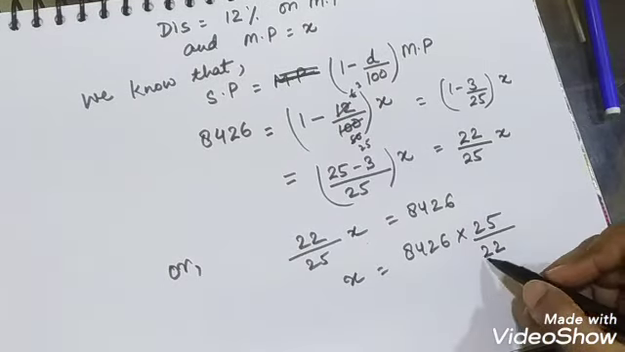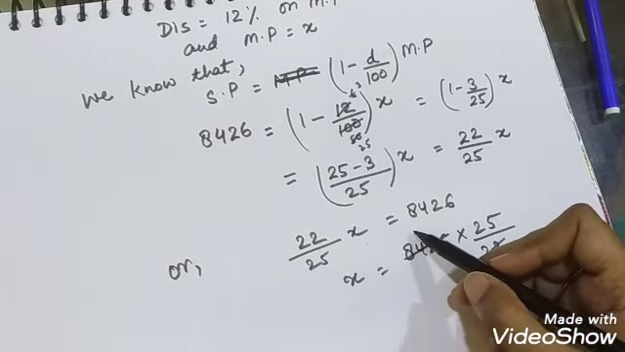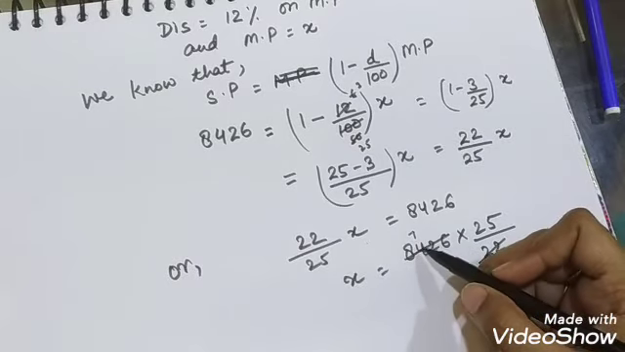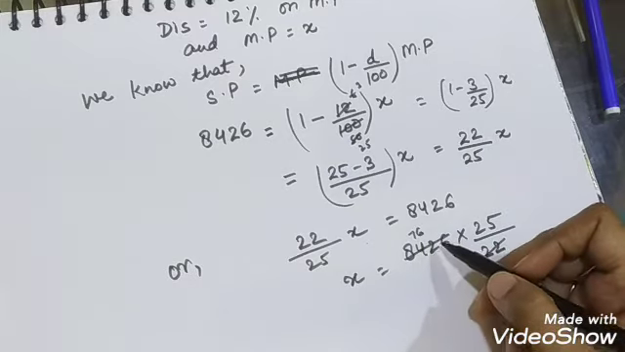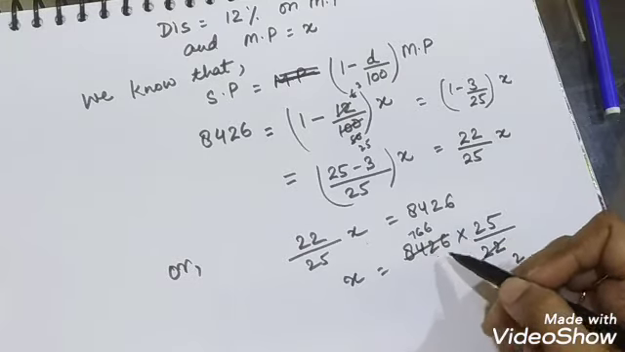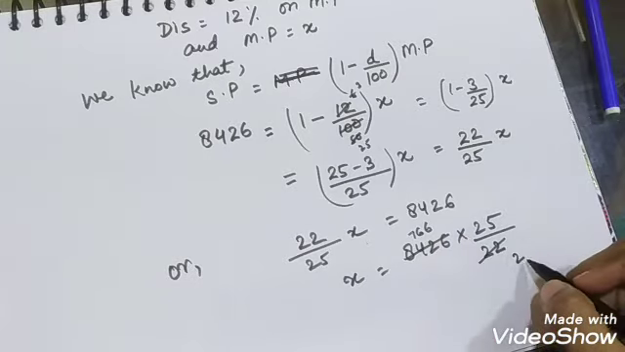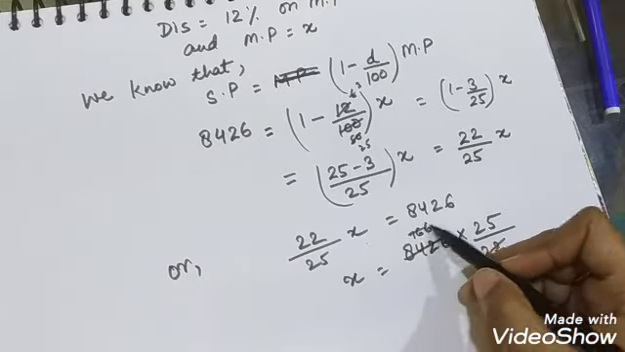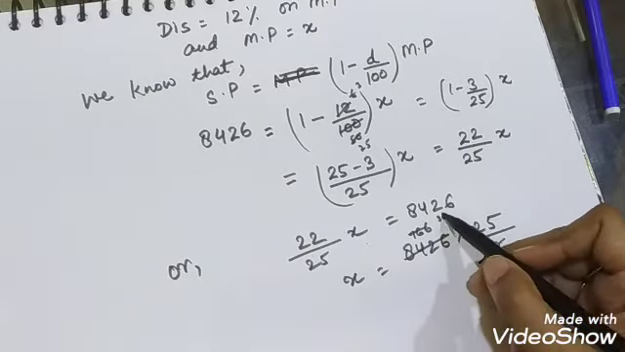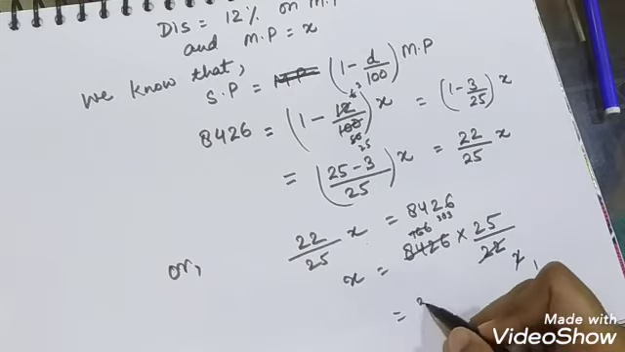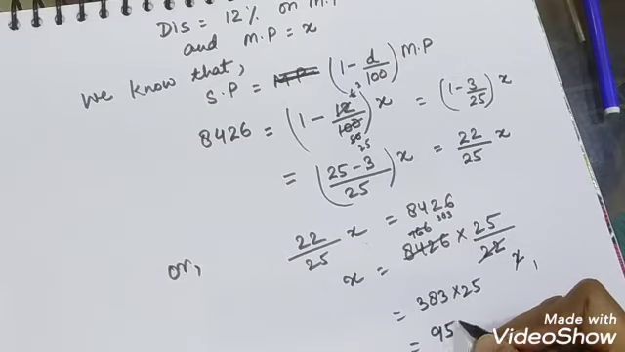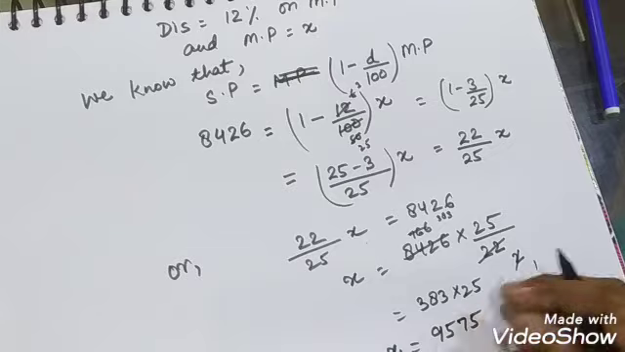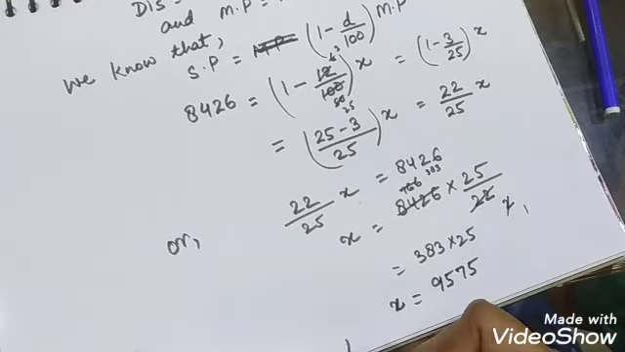Now cancel it with the table of 11. 11 2s are 11, 7s are 77, then it comes out to be 72. 11 6s are 66, and it comes out to be 6. 11 again, 11 6s are 66. Then again cancel with 2 1s are 2, 3s are 2, 8s are 2, 3s are. So 383 into 25, multiplied, then you will get 9575. It is X, and X is what? X is the marked price.